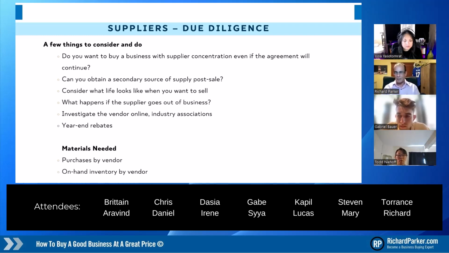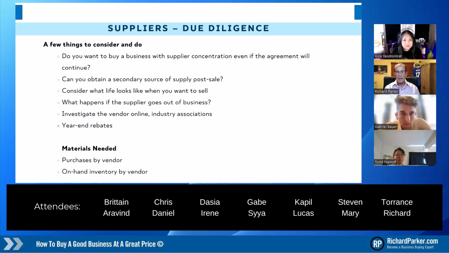So understand that can come up. The negotiation should be very, very simple, which is they're entitled to that. It's like when you buy a house and the taxes are paid in arrears, then you do the adjustment accordingly on the closing statement. And for materials, you need to investigate the suppliers, pretty simple stuff. Purchases by vendor, on-hand inventory by vendor.